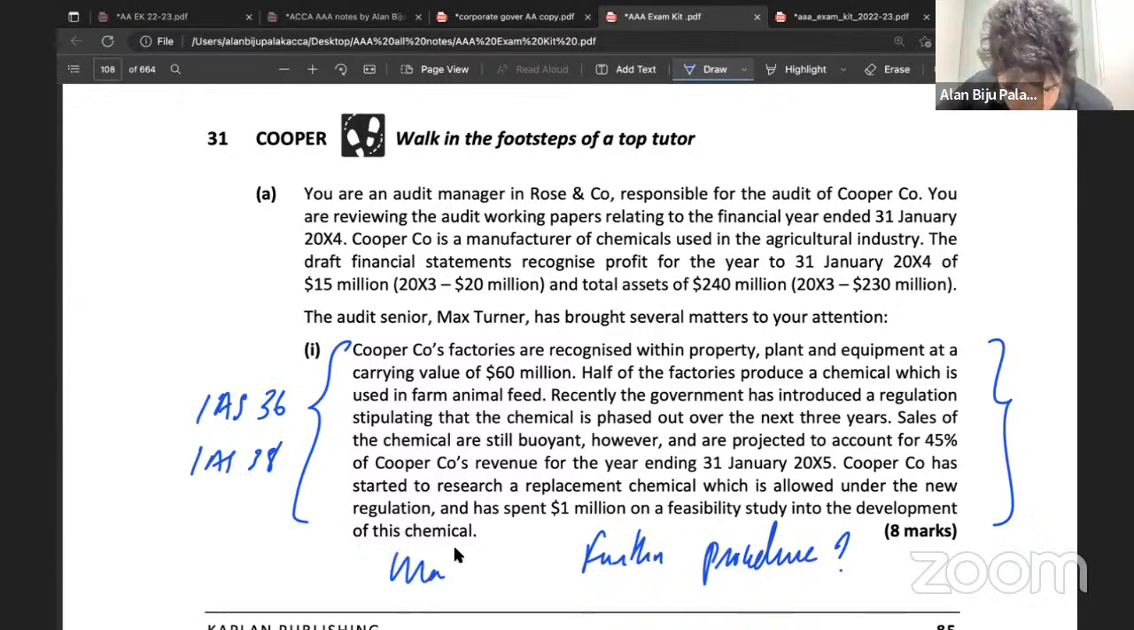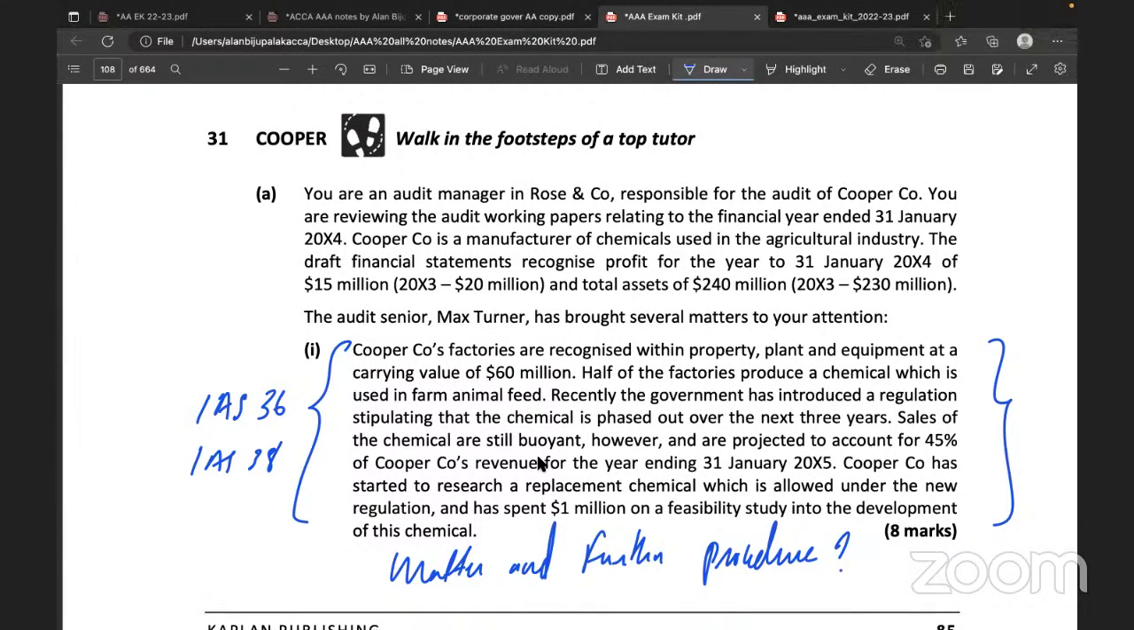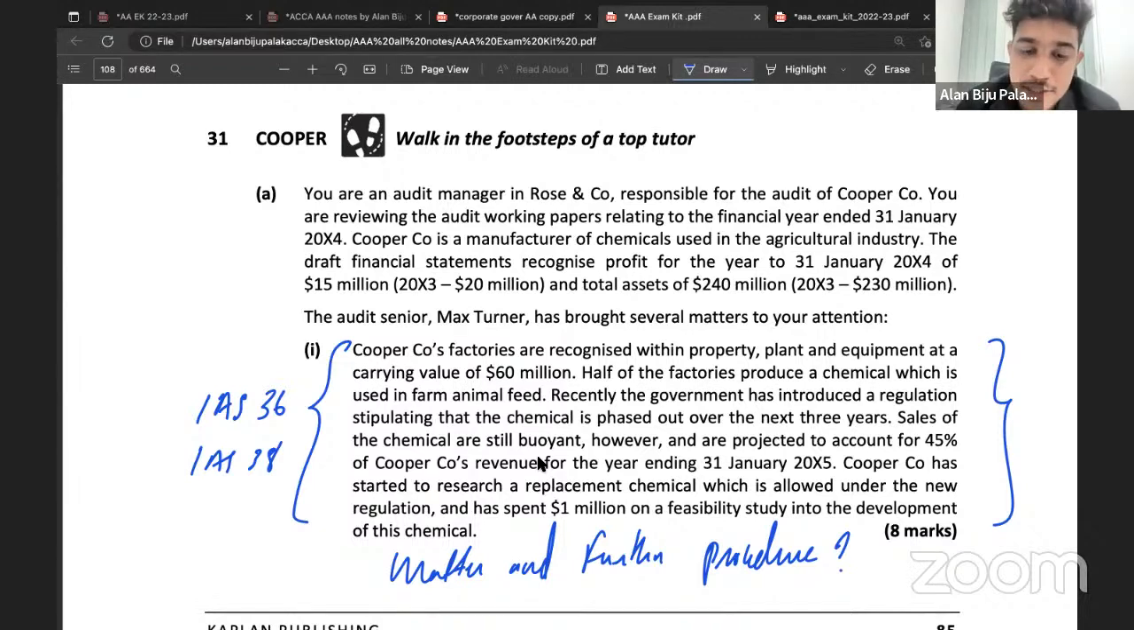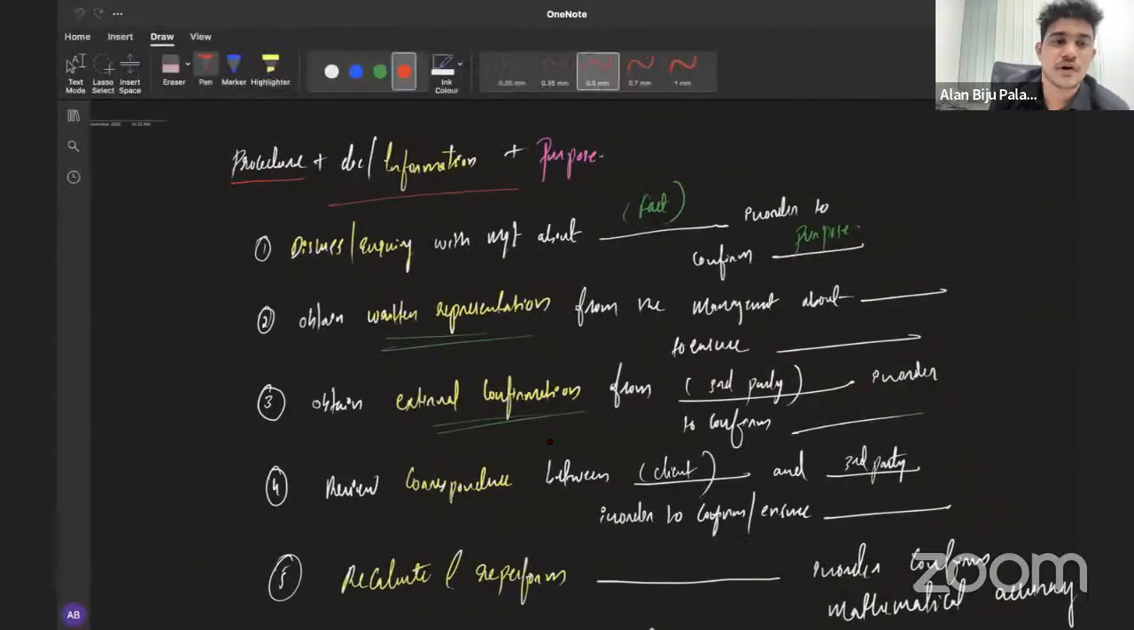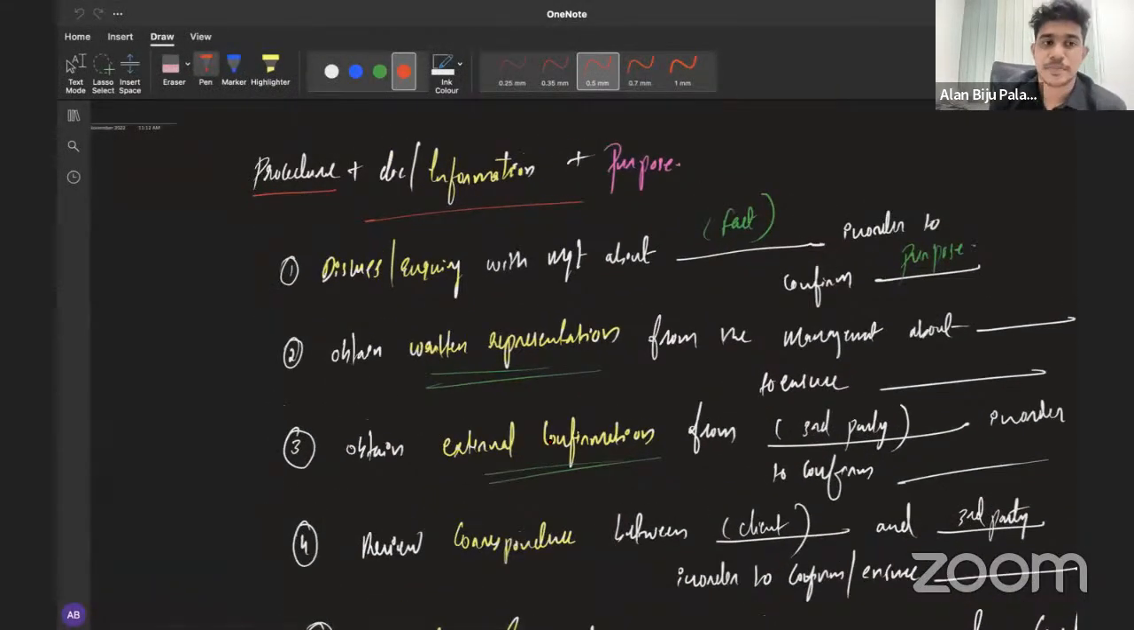So if you get a question to write on matters to be considered and further procedure, in that case, you need to write the matters part, and after that, you need to provide the audit procedures. Clear? If the examiner is asking to write the matters to be considered and further procedure, then you need to identify the matters and then the further procedures, which means the audit procedures that need to be performed on IAS 36 Impairment of Assets and IAS 38 Intangible Assets. We have already studied the audit procedures which need to be performed by the auditor.